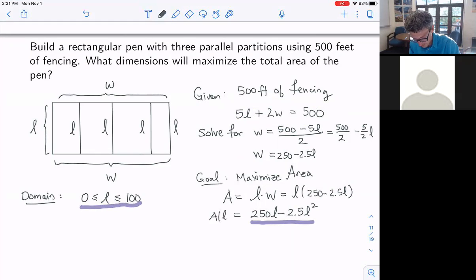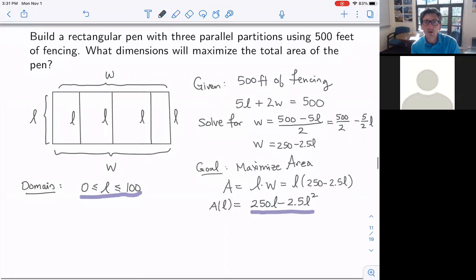And so let's do that. Our function is A of L, a function of L. And how do we find the maximum of any function? Well, we're just going to do the same steps we always do. We're going to check the endpoints.